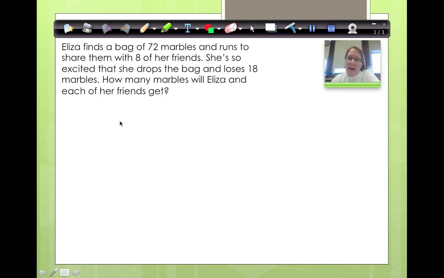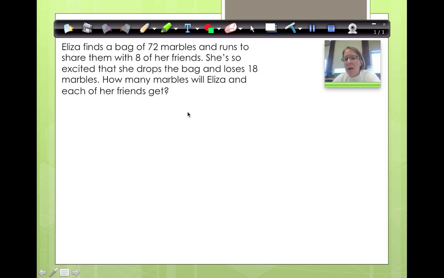This one's about Eliza. Eliza finds a bag of 72 marbles and runs to share them with 8 of her friends. She's so excited that she drops the bag and loses 18 marbles. How many marbles will Eliza and each of her friends get? Once again, this problem is going to mean that you have to do 2 different things. The last one we multiplied and then we subtracted. You're going to have to do 2 things. Because first, I have to find out how many marbles she has to give away. And then I have to figure out how much each one of our friends gets.